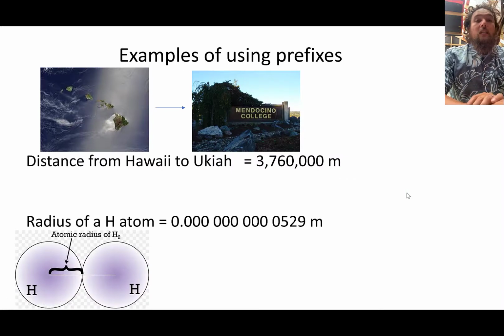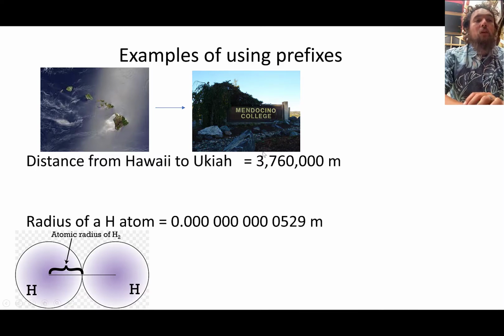Okay? Let's talk about some examples of using prefixes, okay? So let's talk about the distance from Hawaii to Ukiah, okay? If we were to travel as a bird, it would take 3,760,000 meters. Notice how we use the term meter since we're going to be doing chemistry now and we want to do everything scientifically.